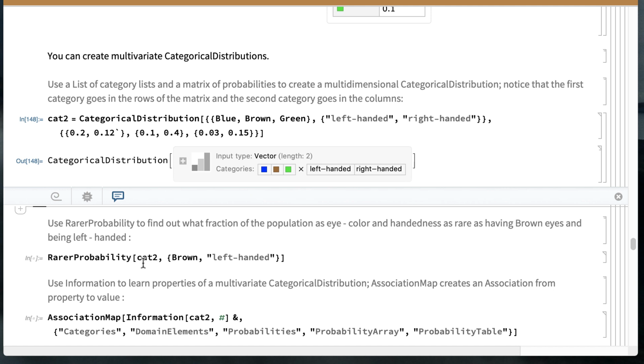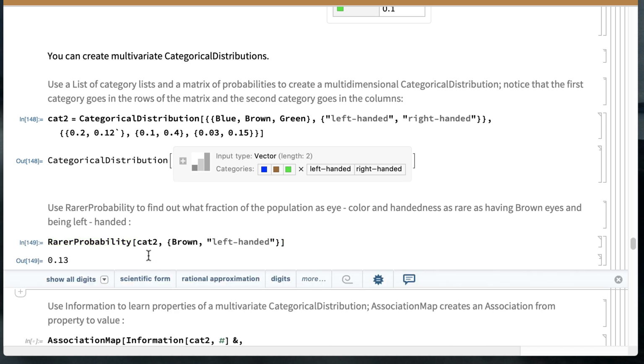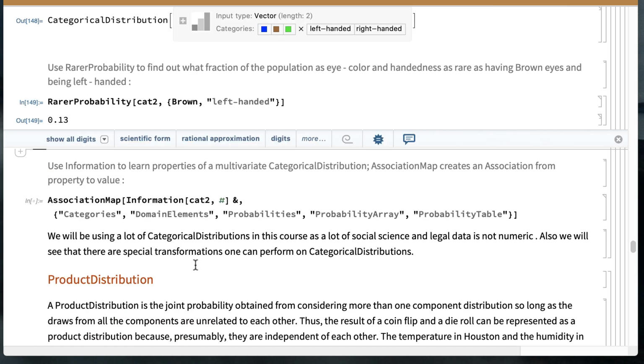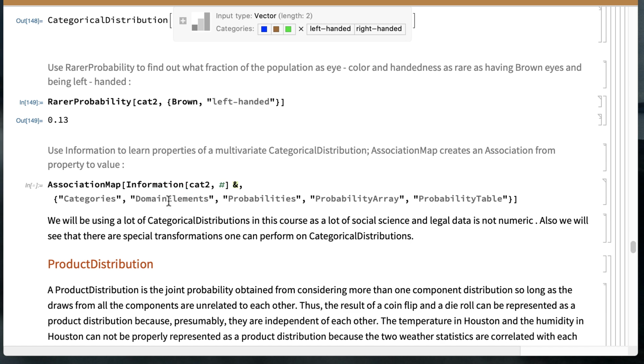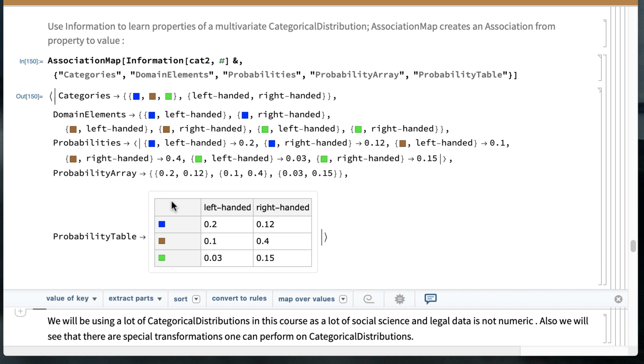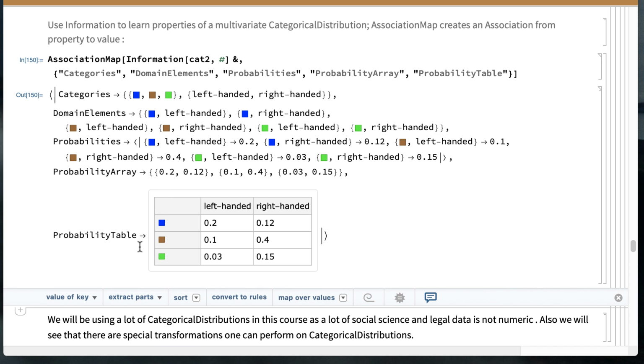I can say, hey, I'm brown-eyed and left-handed. Is that something really weird, or are there lots of things people can have? And it tells me, well, it's not super common, but it's not super rare either. All right. We can, again, use information on a multivariate categorical distribution to get all sorts of information out, including the probability array and probability table.